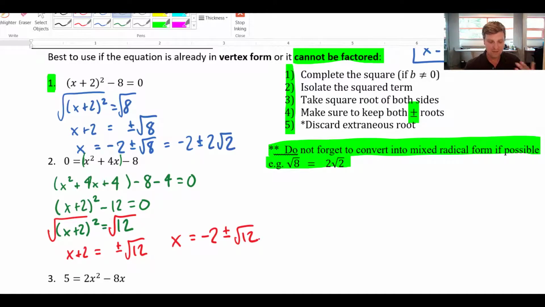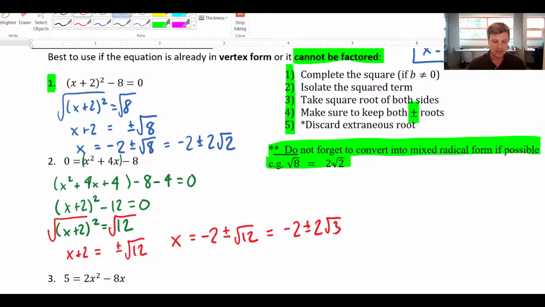As I said, we haven't really covered radicals yet, so if you were to leave your answer like that, that's okay for now. But what we'll learn later on is that this can actually be simplified and written as plus or minus 2 root 3. And I'm not going to get into that right now in this video. We'll save that for later.